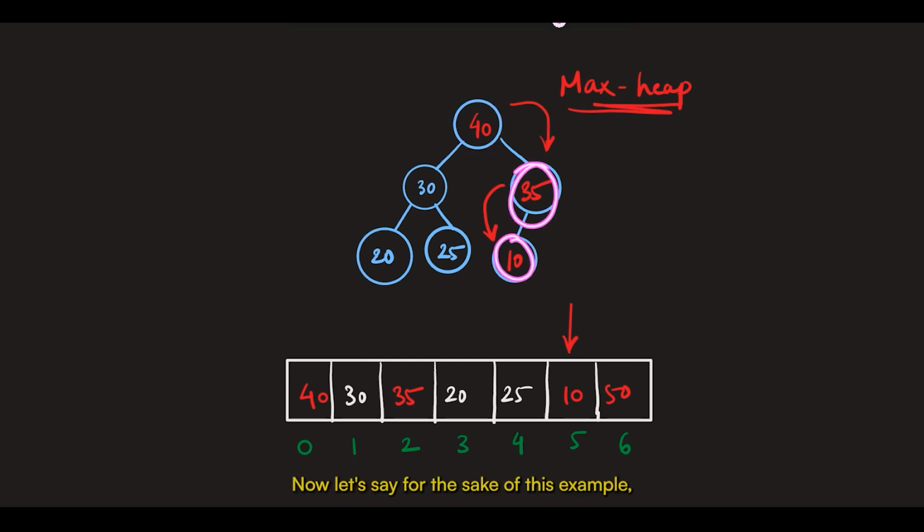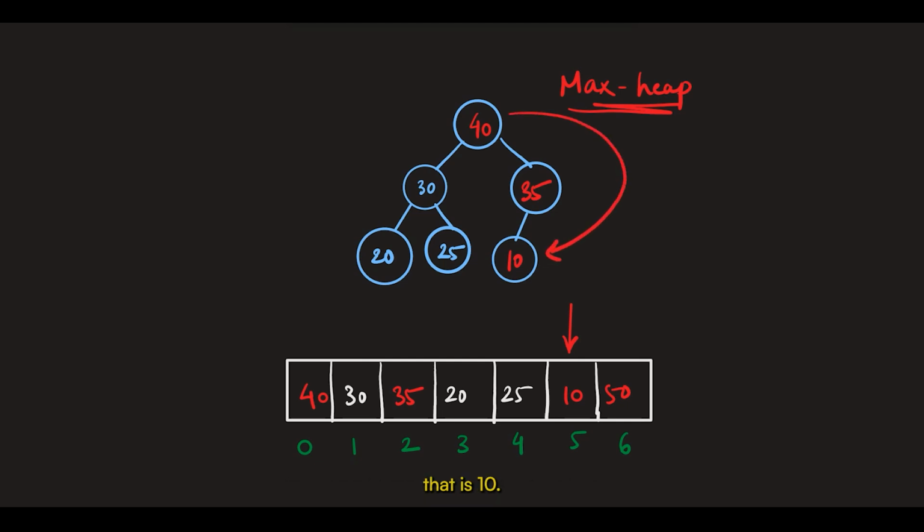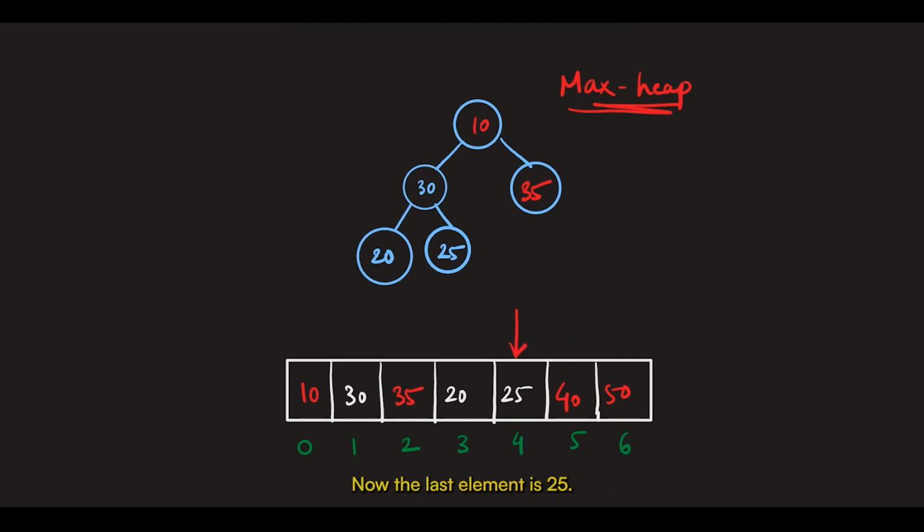Now let's say, for the sake of this example, we had to delete all the elements from the heap one by one. So in the next turn, let's delete 40. Again, in the first step, we'll have to replace it with the last element, that is 10. Again, let's update the pointer. Instead of deleting the whole element from the array, this pointer goes here, and let's remove the last element from the tree. Now the last element is 25.